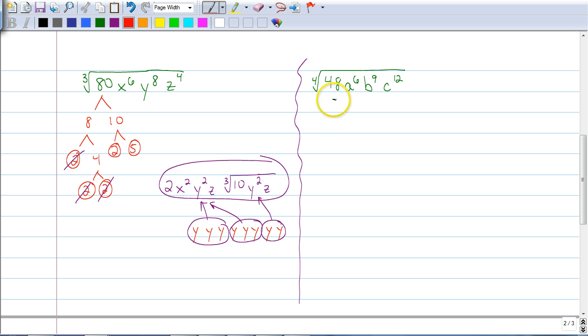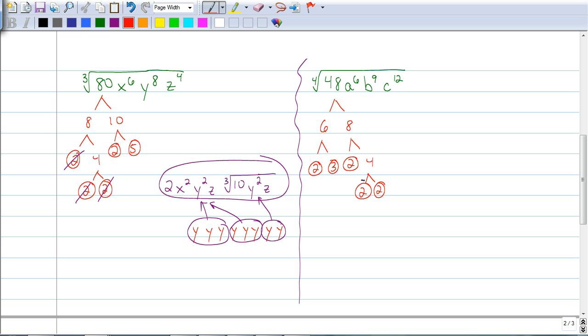So let's start by doing a factor tree for 48. There's a lot of ways you could get this started. You could do 2 and 24. We could do 3 and 16. You could do 4 and 12. You could do 6 and 8. Let's actually do those two. 6 breaks down to be 2 times 3. 8 breaks down to be 2 times 4. And 4 breaks down to be 2 times 2.